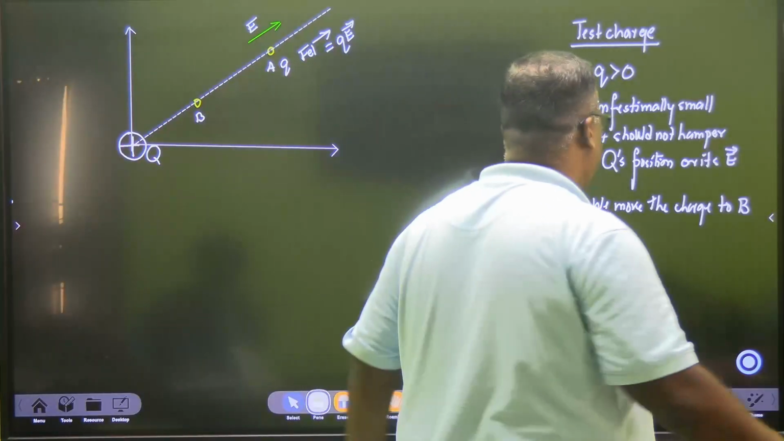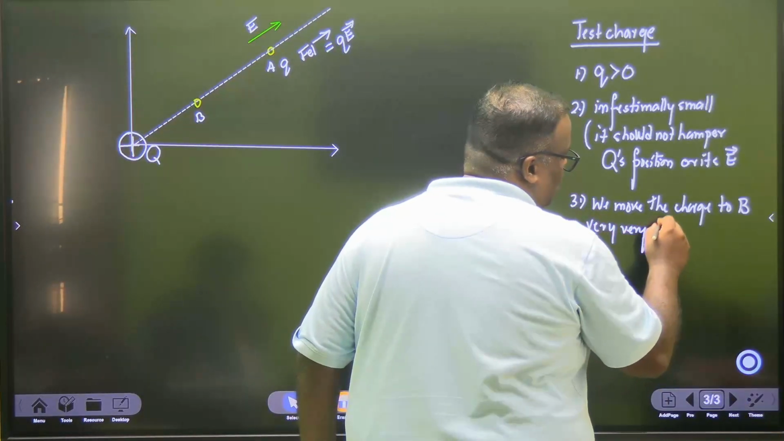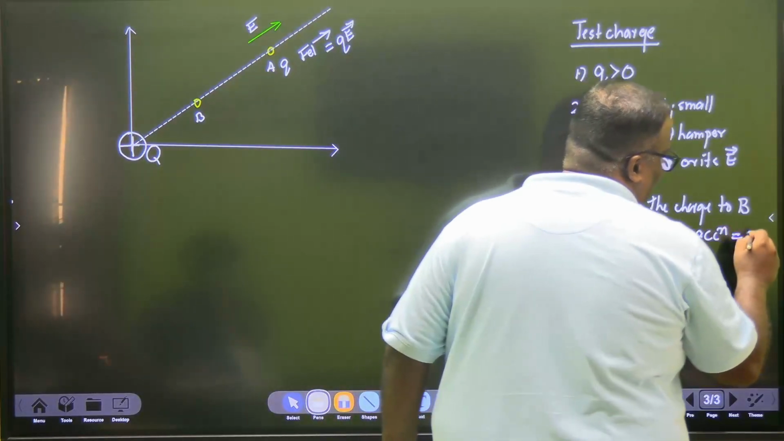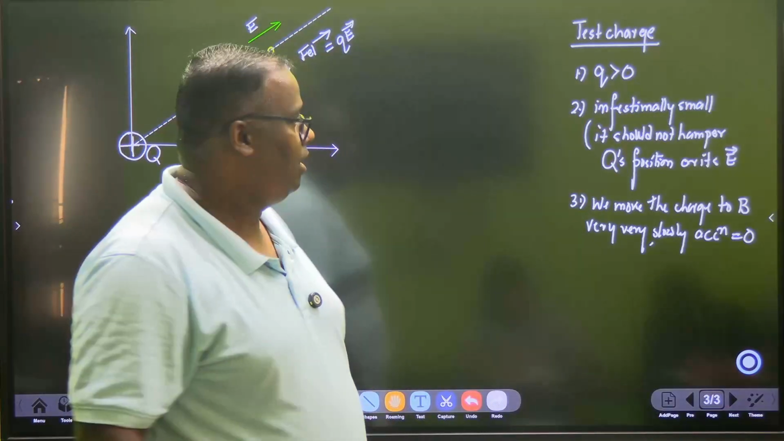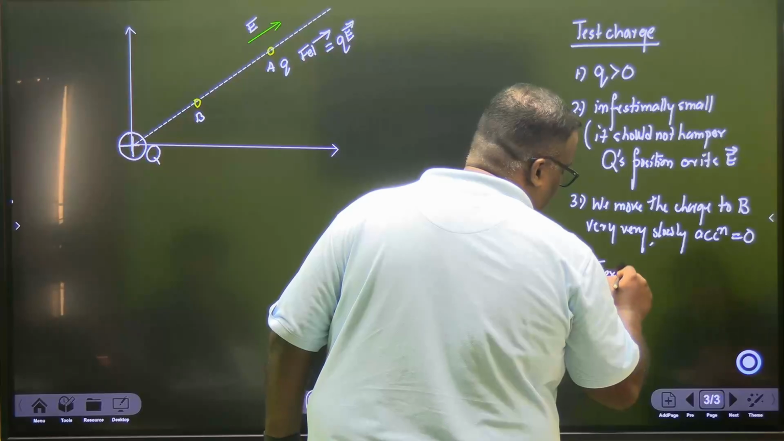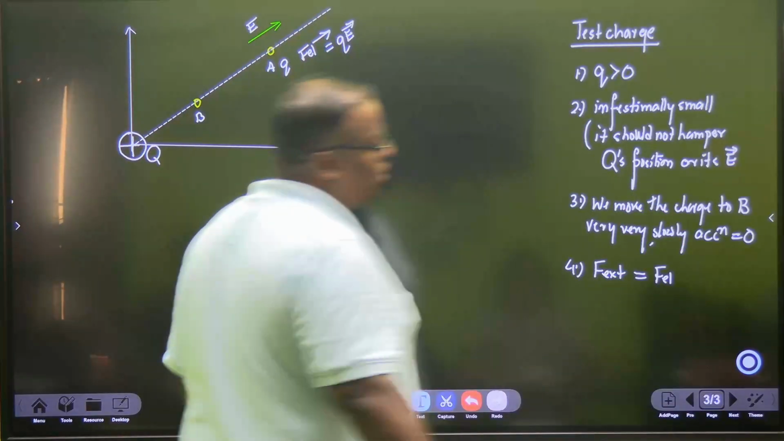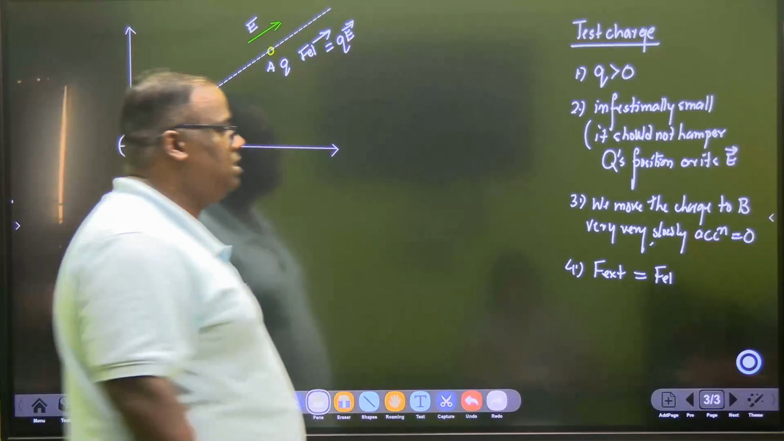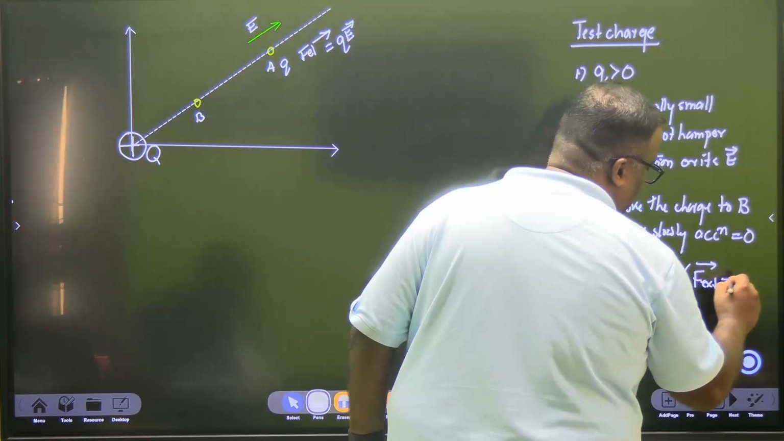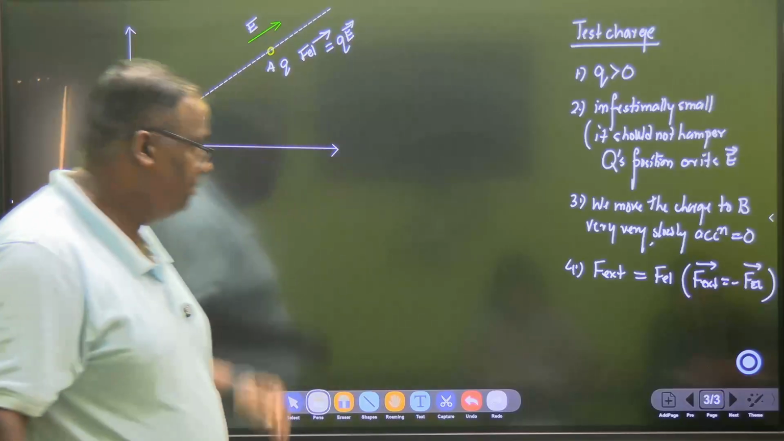We move the charge to B very, very slowly. Why are you moving it very, very slowly? So that acceleration is zero. And you apply your external force whose magnitude is just equal to the electric force. Means in vector form, I can write the external force is negative of the electric force. Children, is this much understood, right?